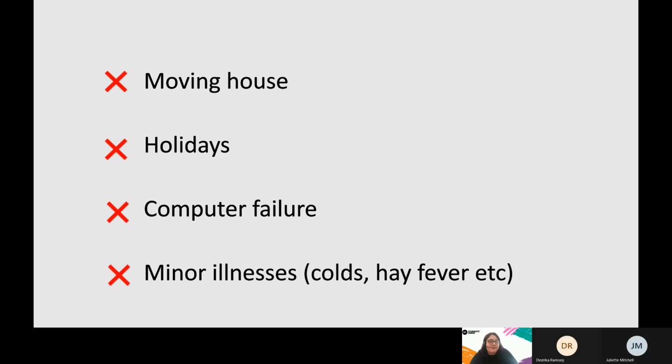The third one would be computer failure. The university expects that every student is able to access the correct technology, so a laptop and a stable Wi-Fi connection, and also that they should be accounting for any possible technology failures when it comes to submitting.